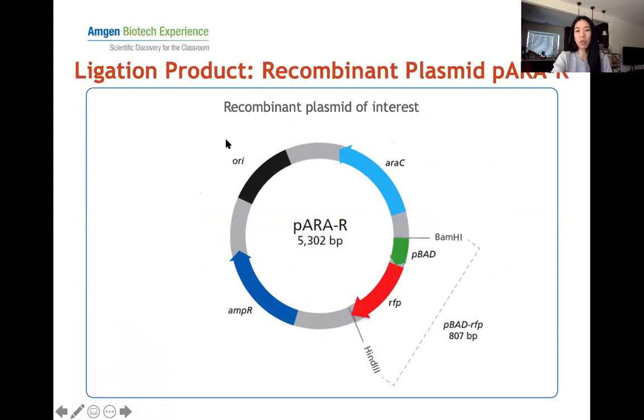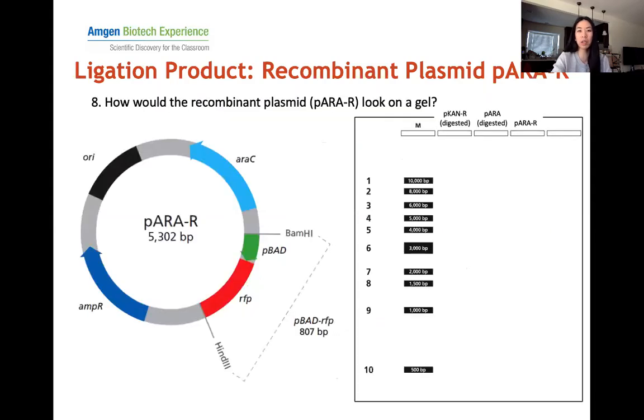Now this new recombinant plasmid, we called it pARA-R. So the R stands for recombinant. This is the plasmid that we actually are going to try to now get into the E. coli cells. So going back to our gel, if we were to run a gel using this plasmid, I added a next column on the diagram. So this next column, pARA-R, which is going to be this plasmid, how would the recombinant plasmid look like on a gel? So if this is your size, draw in where the band would be on your diagram.